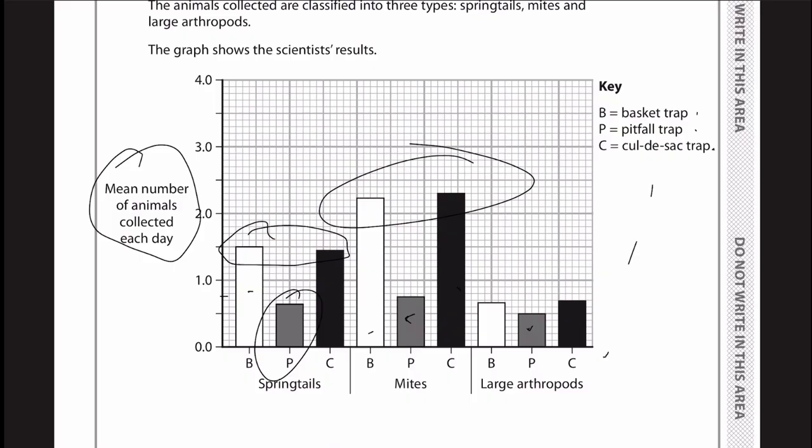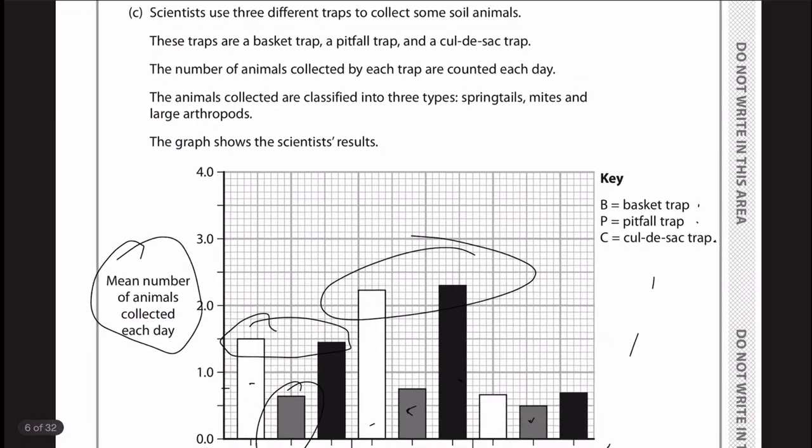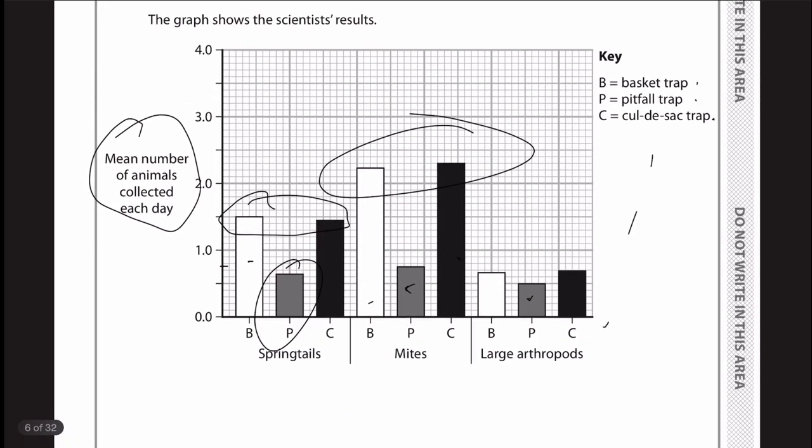You can talk about how the cul-de-sac trap is catching the most animals in total. If you added them all up together, you would see that the cul-de-sac trap is actually catching the most animals in total. Another easy thing to say. And there are many options to answer this. Don't be shy to write it down if you think of something, but make sure you support it with the data.